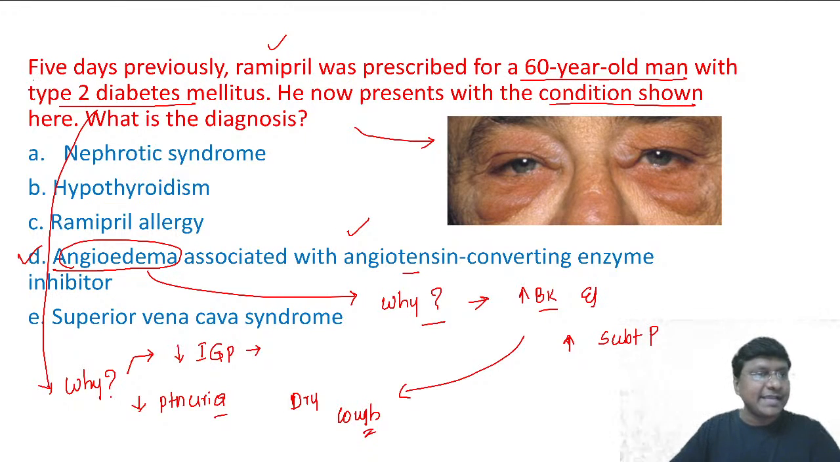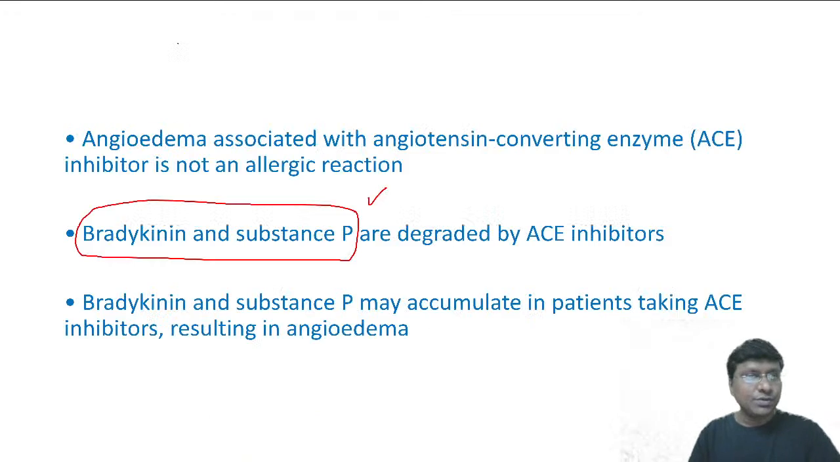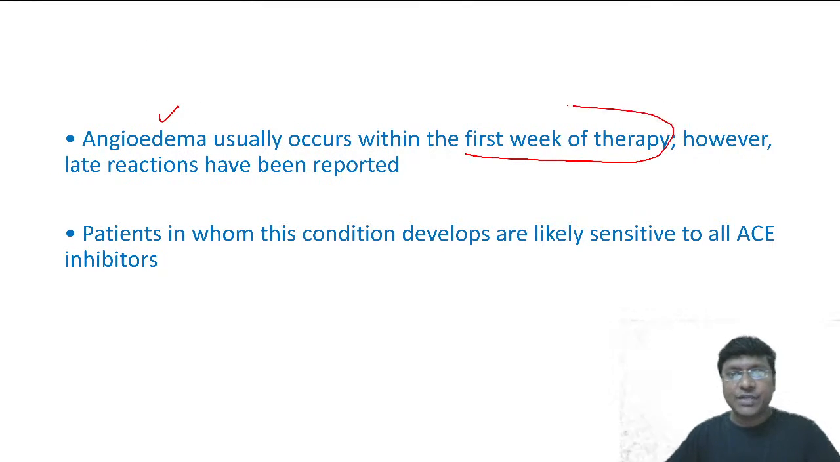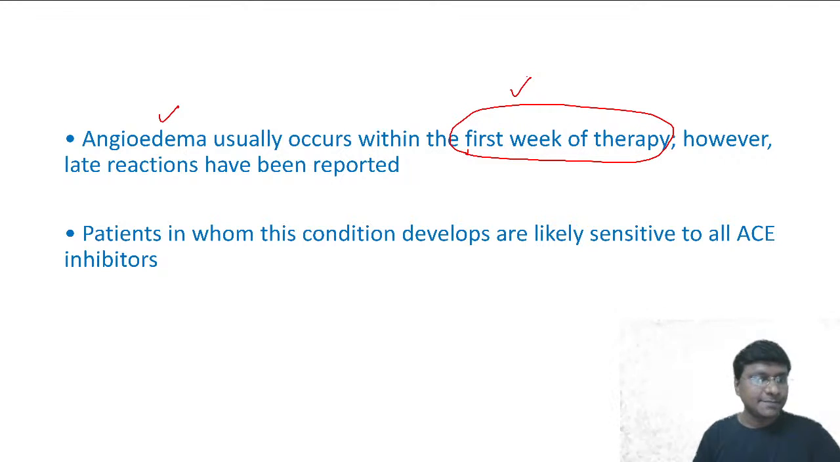Now how many days back he has started the treatment? 5 days previously he has started the treatment. Right, 5 days previously he has started the treatment. So now you see this point. Angioedema usually occurs within first week of the therapy. Within first week of the therapy.